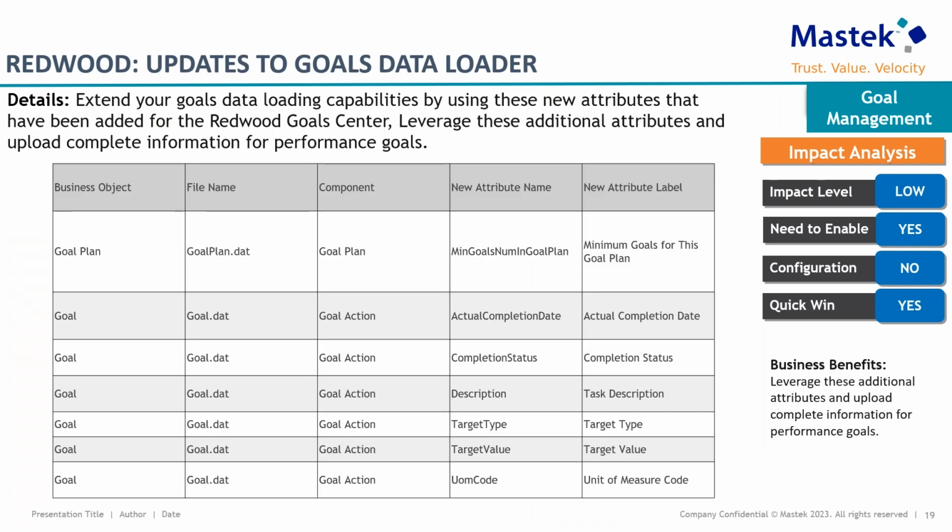The next one is the updates to goals data loader. So now when you are loading the goals via HDL, that is HCM data loader, you have more attributes available for the admins to load the goals, like goal plan. In the goal plan, you have multiple columns available, and in the goals file, you can now upload actual completion date. So you can upload completed goals, completion status, their description, their target type and value, and their unit of measurement code.